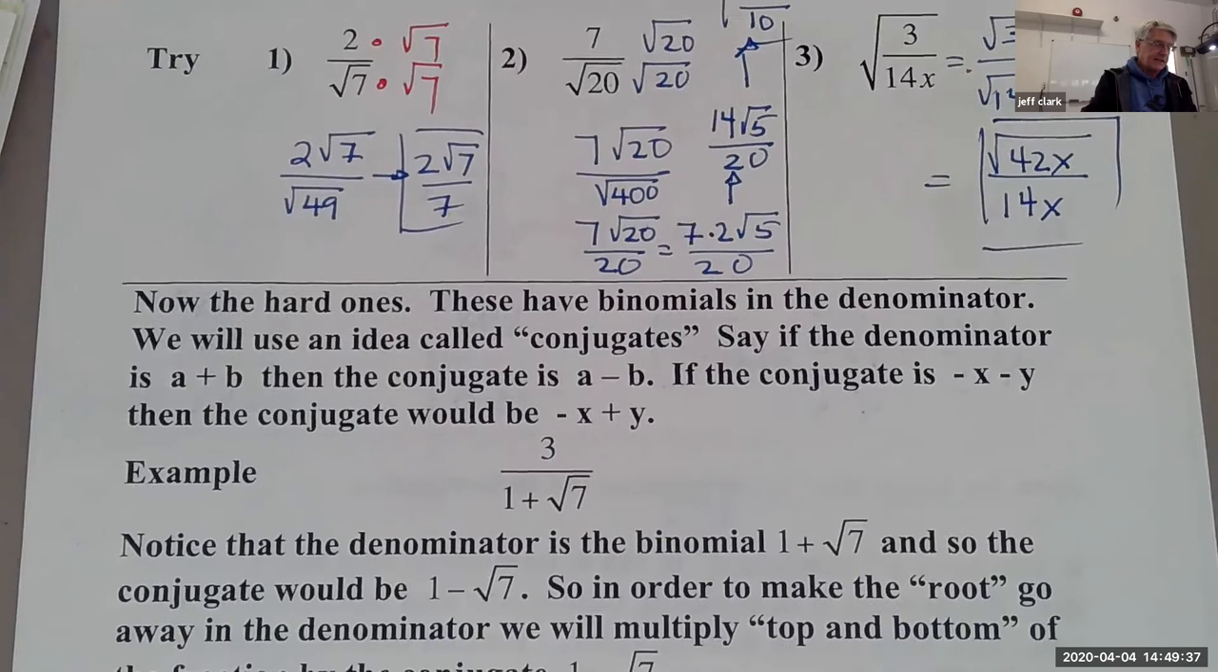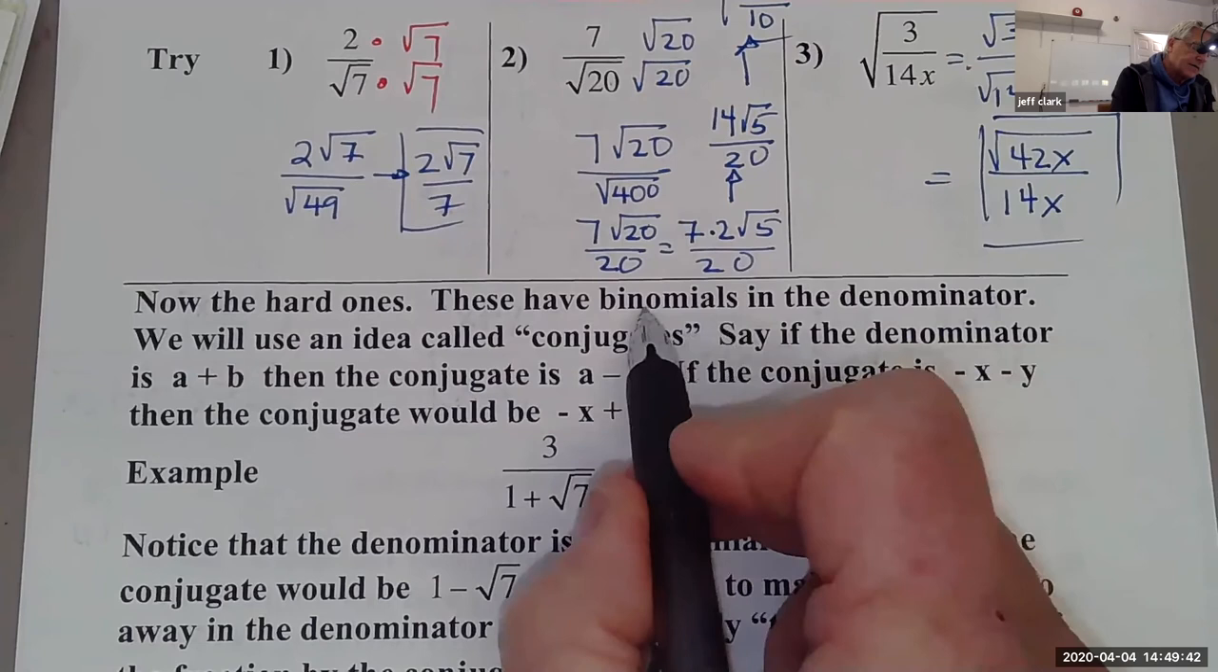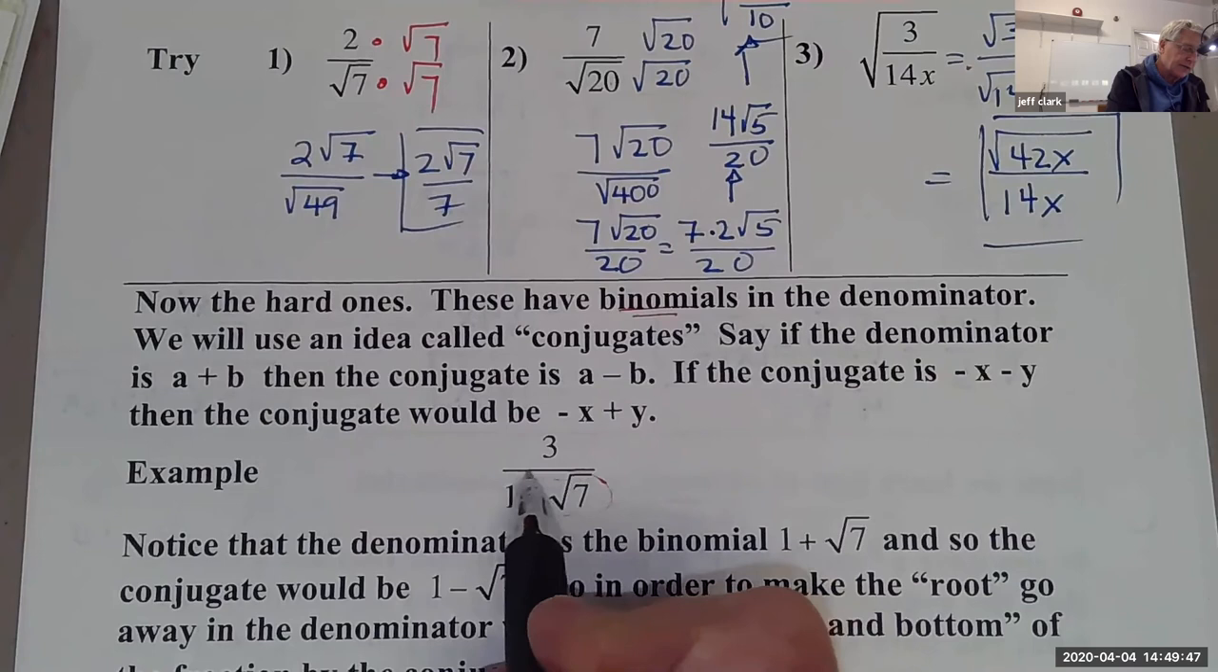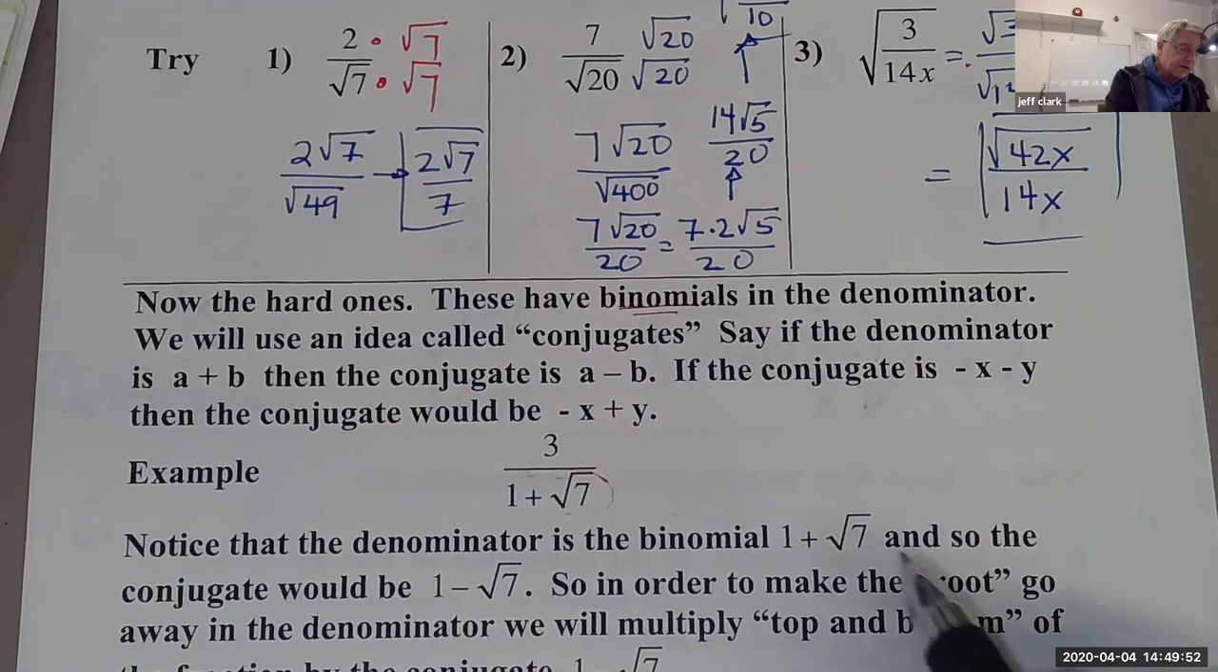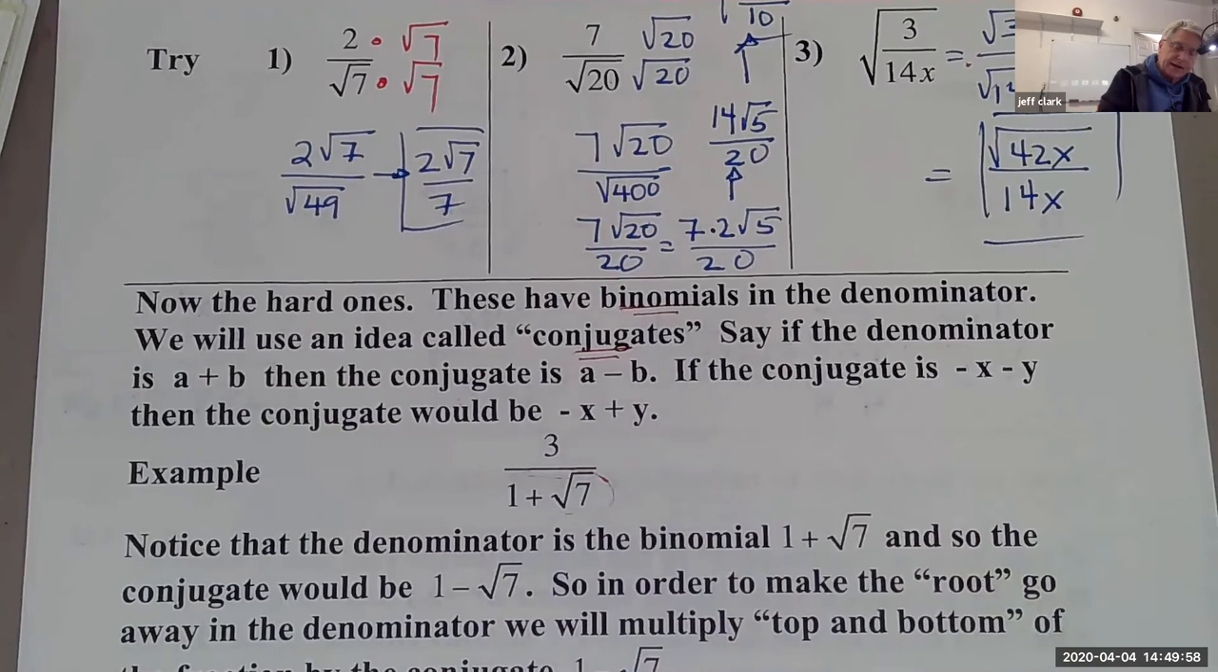All right, the last problems that we're going to be looking at are the denominators that have binomials in them. So this is a binomial right here. So the idea we're going to use, the only way that I know how to get rid of the radical, is to multiply by what's called the conjugate. And the conjugate, okay, here's the original.